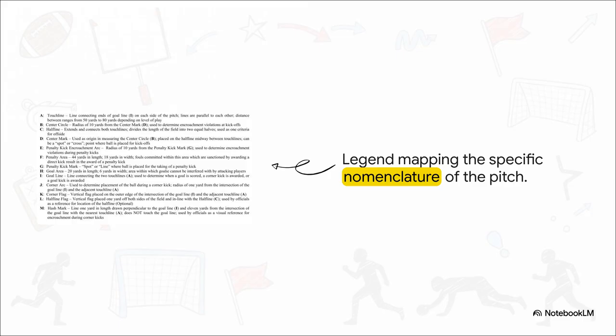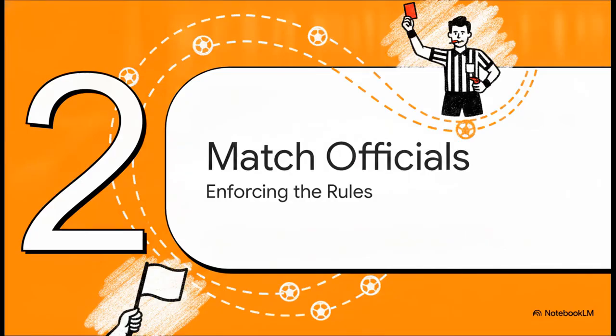Those touchlines running the entire length of the pitch can actually range anywhere from 50 to 80 yards depending on the level of play. And the half line isn't just a visual divider, it acts as strict criteria for the offside rules. The pitch itself is just a masterclass in spatial design, completely calibrated to balance attack and defense. Moving right along to Section 2, the match officials.